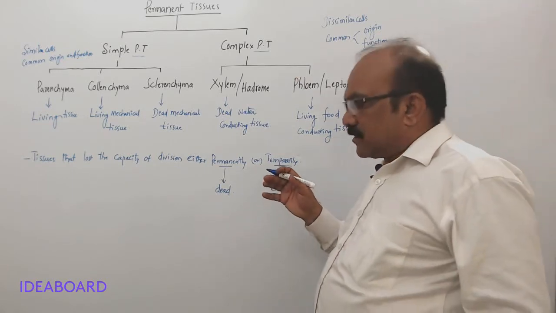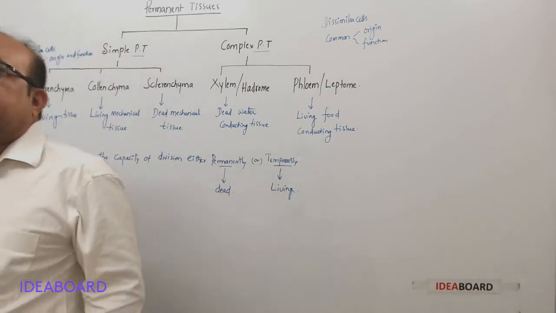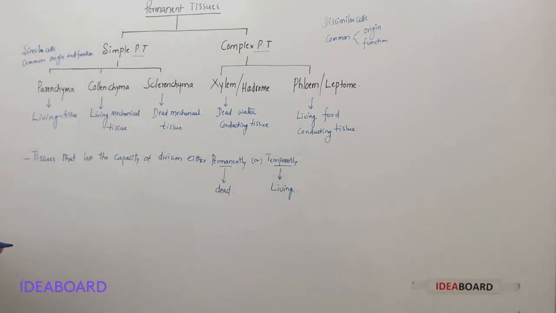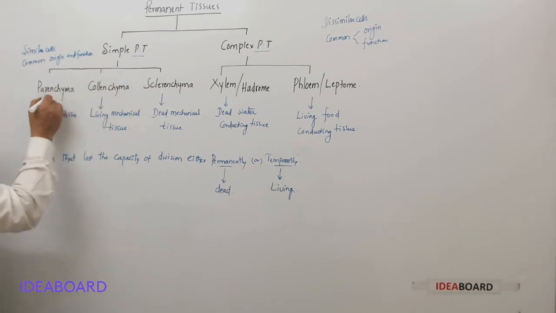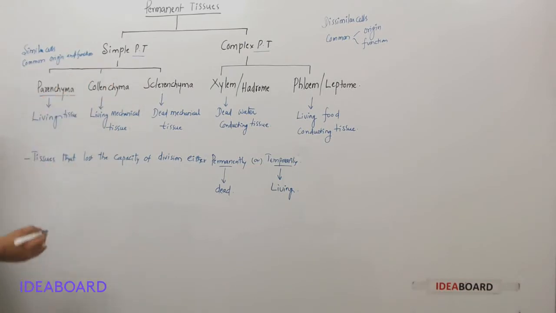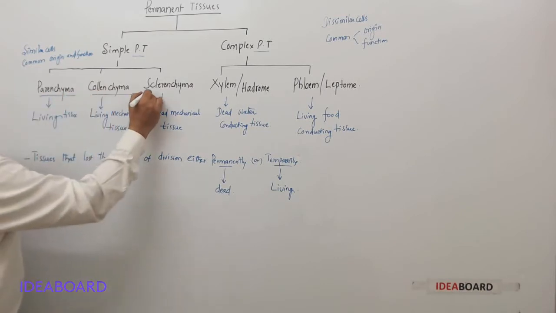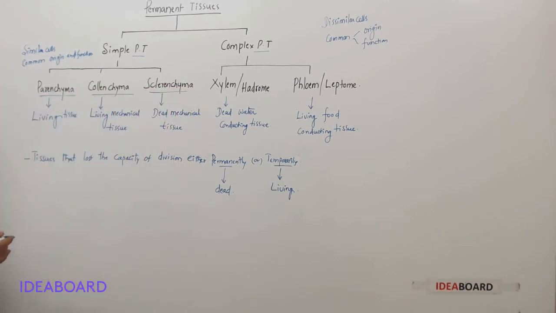And of course, we can recognize three types of simple permanent tissues. Just remember, the simple permanent tissues are of three types: parenchyma, collenchyma, and sclerenchyma. Before getting into the details of these tissues, just remember these key points. The parenchyma is a living tissue and performs different types of functions, so I can say that it is a multifunctional tissue.